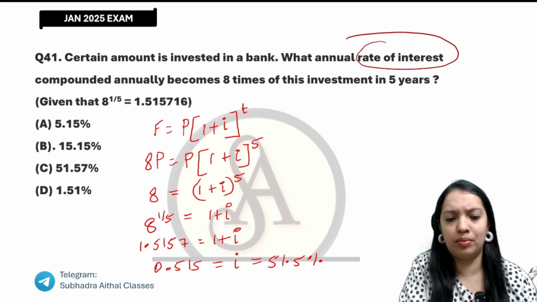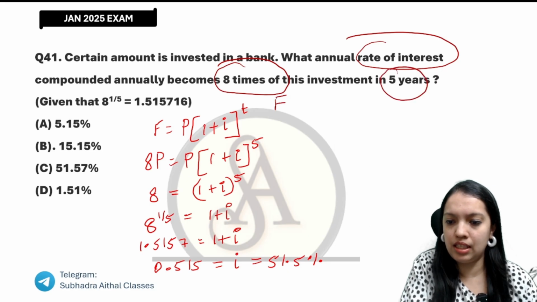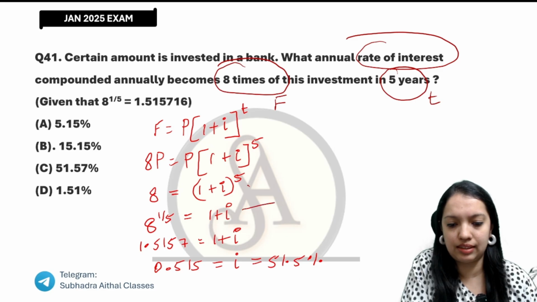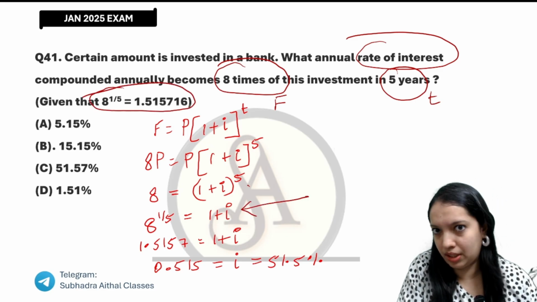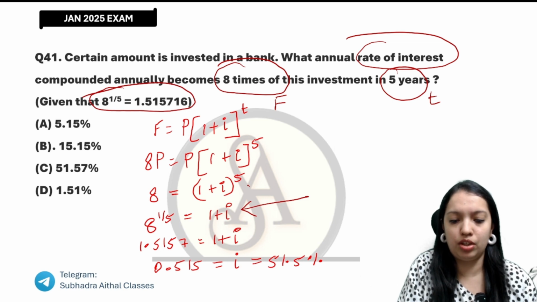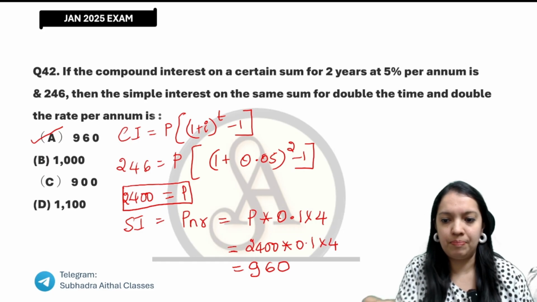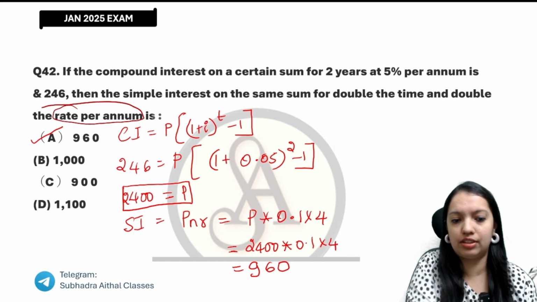Future value formula is P of (1 plus I) to the power T. Future value has become 8 times. T, number of years, is equal to 5. Apply the formula. You might get stuck over here, so the clue is directly given in the question. Apply that clue in place of 8 to the power of 1 by 5. You get the I value as 51.57%.